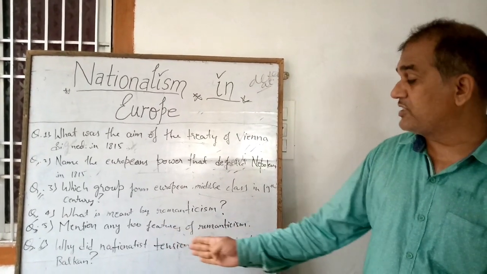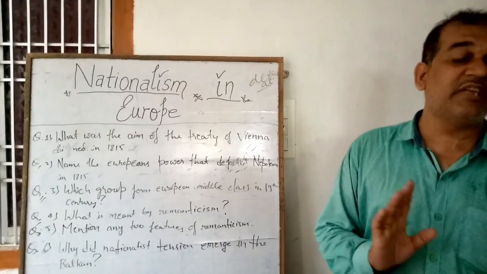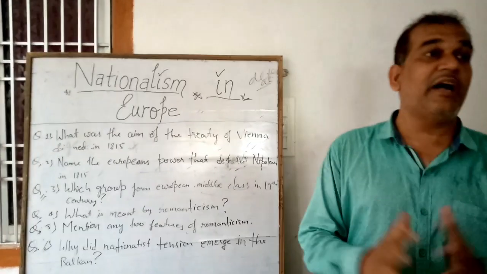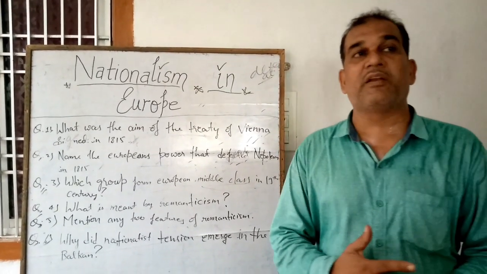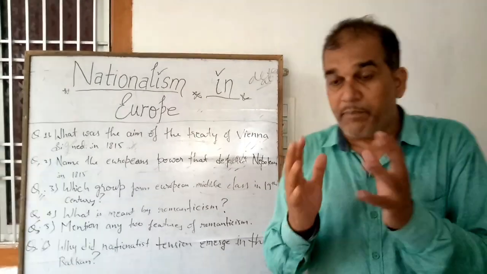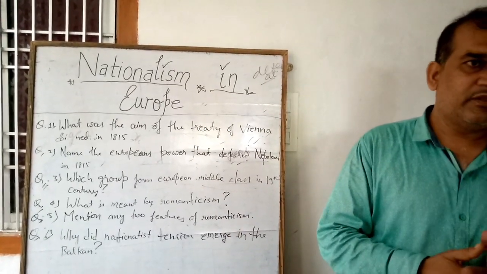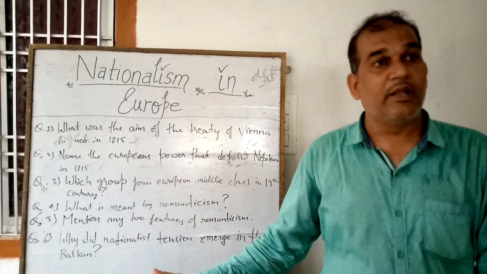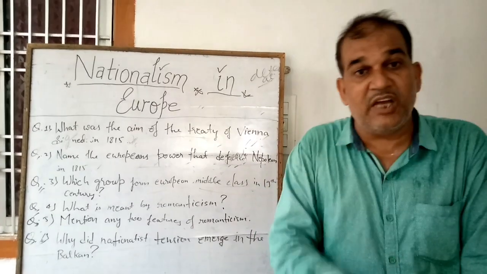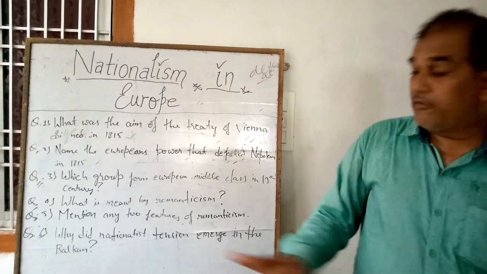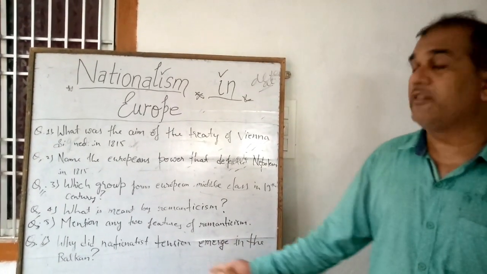Why did nationalist tension emerge in the Balkans? The nationalist tension emerged in the Balkans due to the following reasons. Number one, ethnic and geographical variation. The natives of the Balkans were different on the basis of their culture. There was no common culture among the people. What do you mean by the term ethnic? Ethnic means a social division based on shared culture. So this ethnic division was one reason for the tension in the Balkan areas.